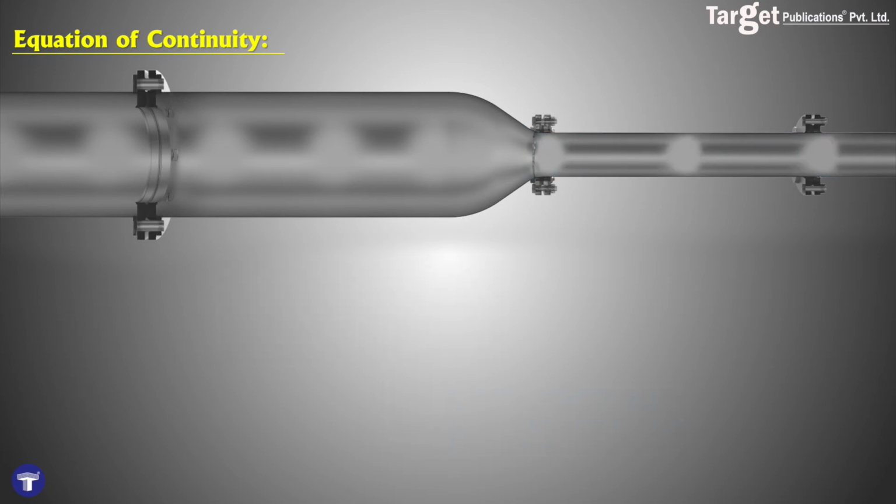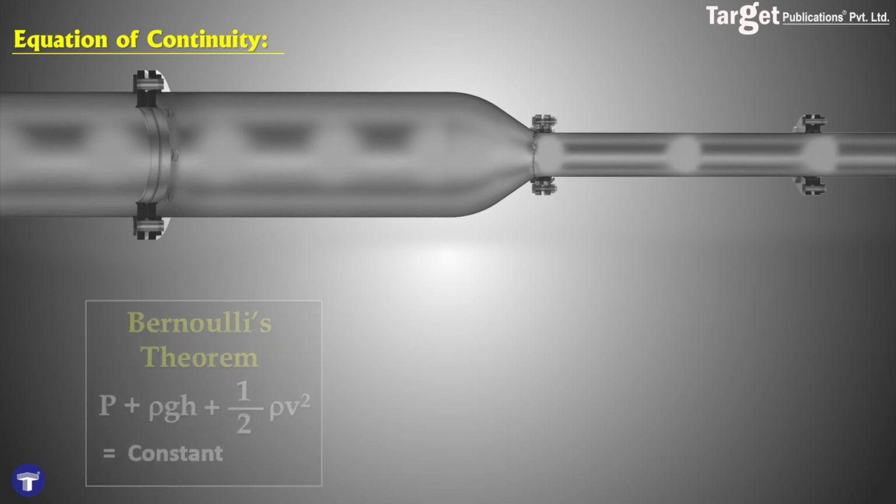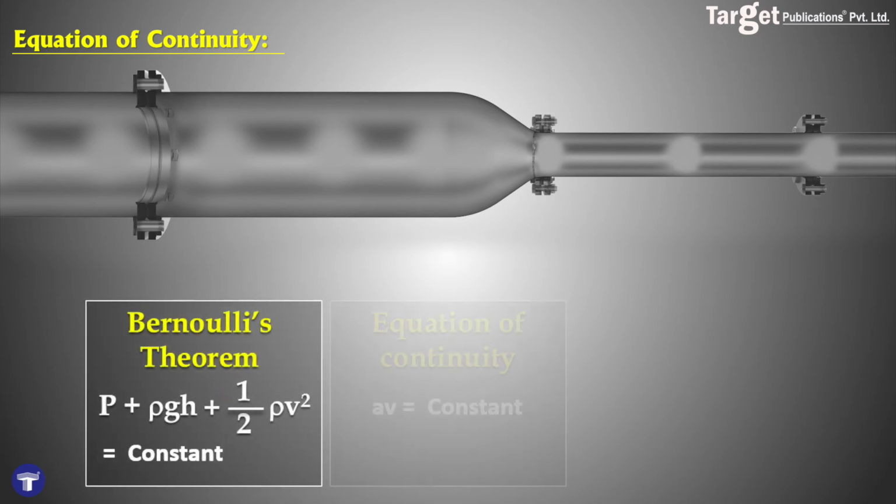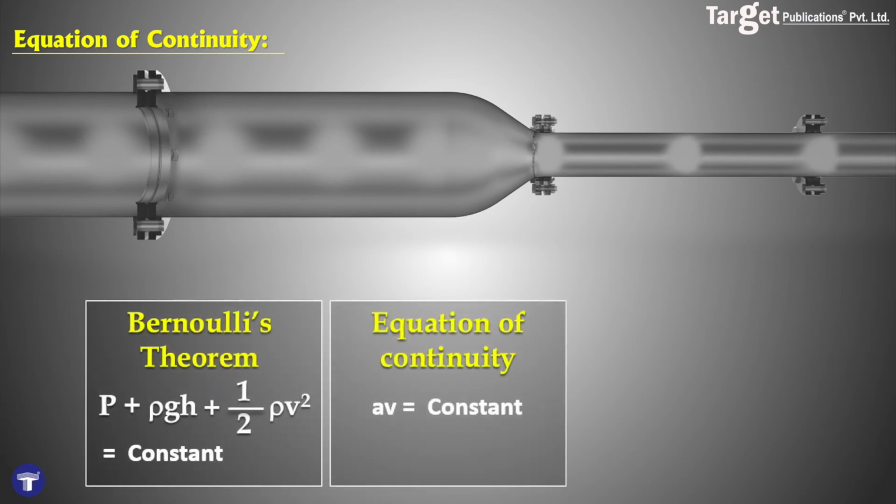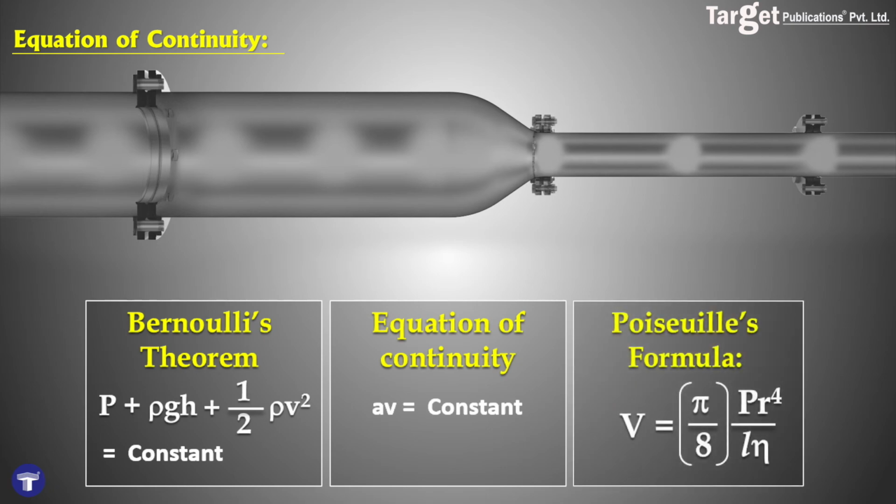Thus, we have learned three very fundamental principles relating to fluid dynamics, that is Bernoulli's theorem, the equation of continuity, and finally Poiseuille's formula for the rate of flow of a liquid. Keep in mind that Poiseuille's formula is only in case of a steady flow where the fluid is flowing through a horizontal capillary tube only. Similarly, the equation of continuity is valid for a non-viscous fluid, again in streamline flow.